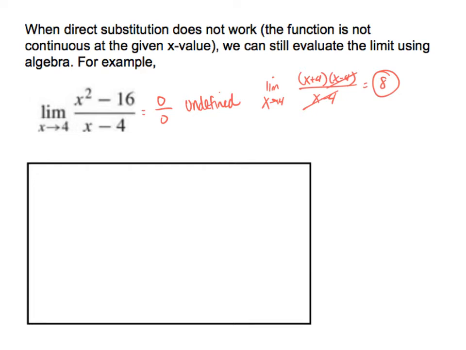Graphically speaking, this function would appear to be a line with a y-intercept of 4 and a slope of 1, but at 4, there is a hole. Right? The limit exists, the limit is 8, but the function does not exist. We were able to manipulate this and come up with a limit, but there still is a hole at x equals 4.